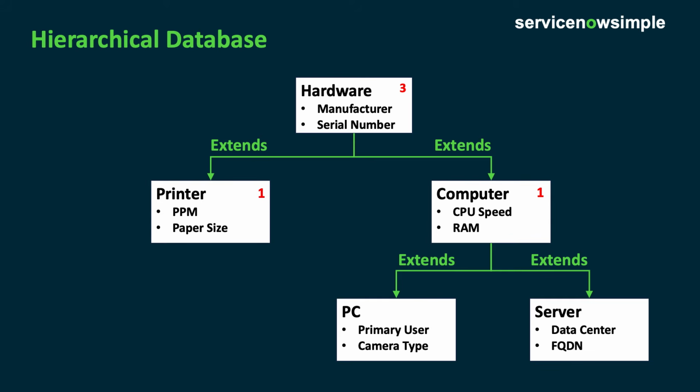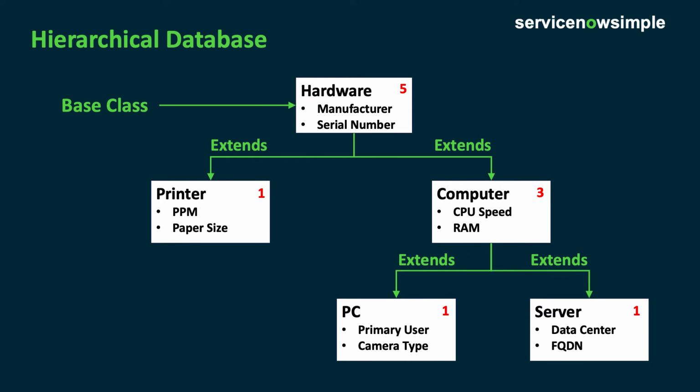Add a personal computer record. We have one PC, two computers, one printer, and four hardware items. And finally, if we add a server, we'll have one server, one PC, three computers, one printer, and five hardware items. We'll pop into the ServiceNow UI in just a second and I'll demonstrate this, but before we do that, I want to mention just two more things.